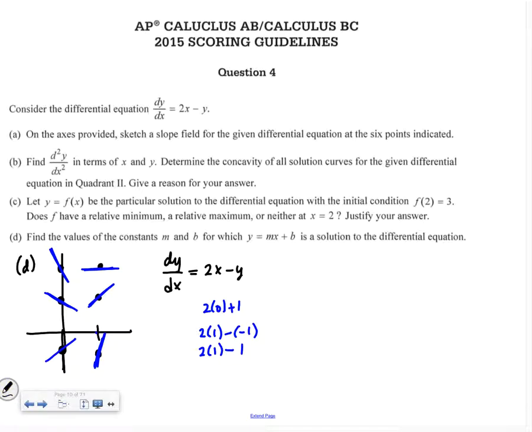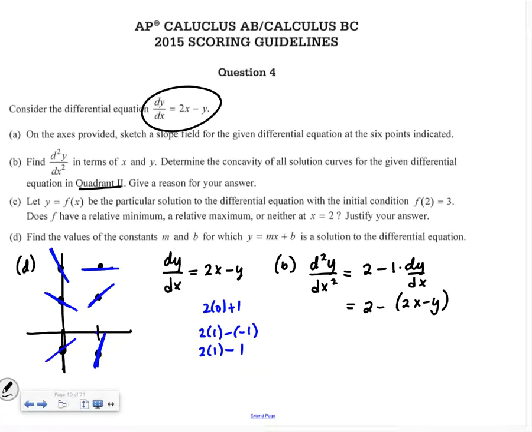All right, part B says find the second derivative in terms of x and y. Determine the concavity of all solution curves for the given differential equation in quadrant 2. Give a reason for your answer. So we're going to take the second derivative implicitly. The derivative of 2x is 2. The derivative of y is 1, but it's times dy over dx. So we get 2 minus 1 times 2x minus y, right? That's what dy over dx was equal to. So once we have that, we have 2 minus 2x plus y, like that. And we want to think about points that are in quadrant 2.